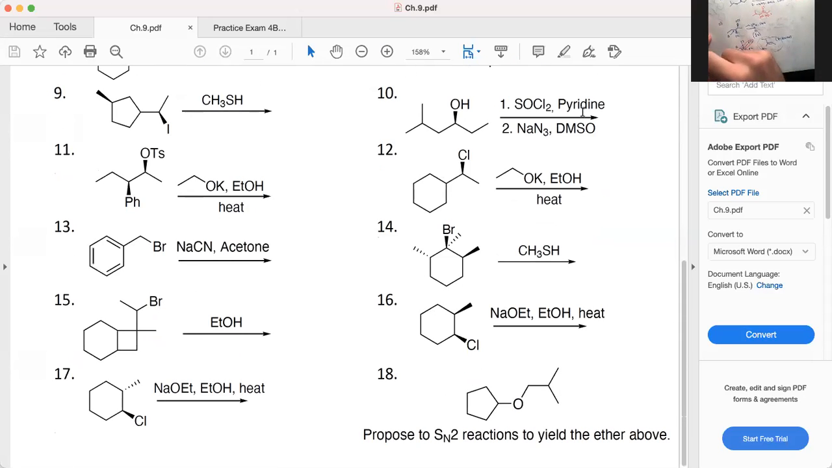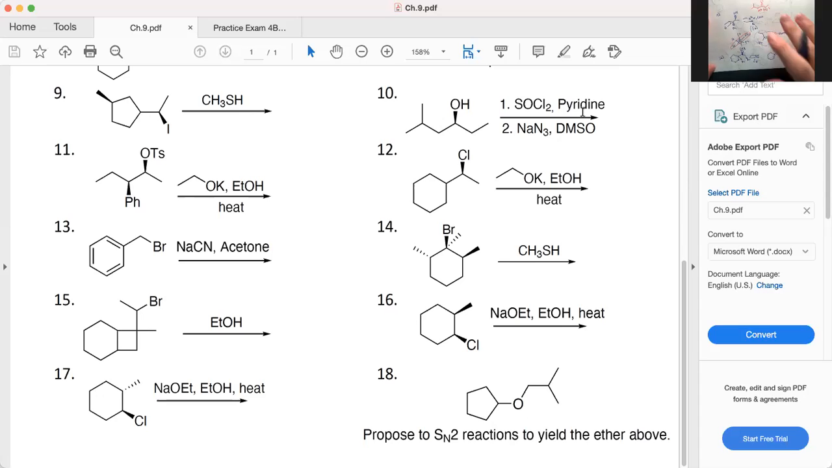So for 12, we have this, and that's a chlorine. And I guess it's the same conditions. So clearly this is going to be E2. I'm going to just kind of go right there. It's the same conditions as above, so it's E2. And we're going to get the Zaitsev alkene. So we have this beta 1 and we have this beta 2. And we can deprotonate from the beta 1 to give us this tri-substituted alkene. So that's something that looks like that. So that's the product for 12.